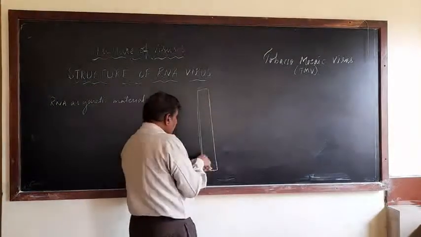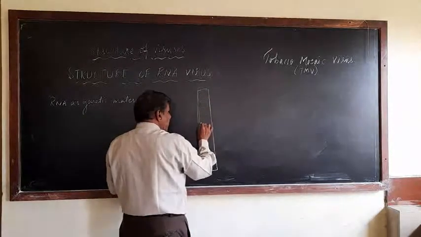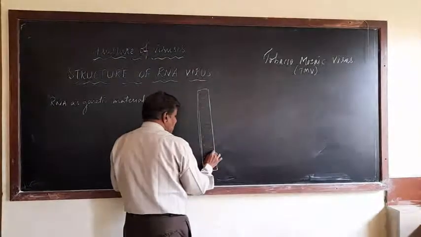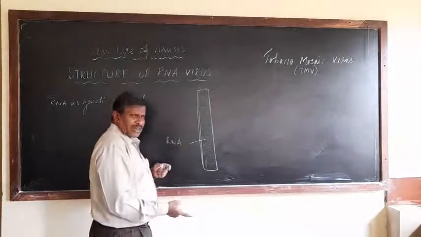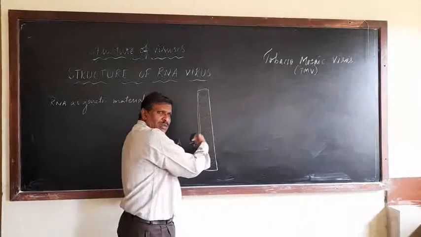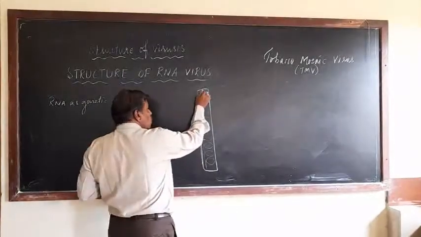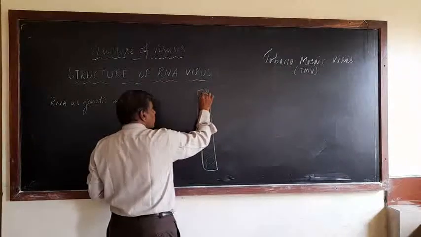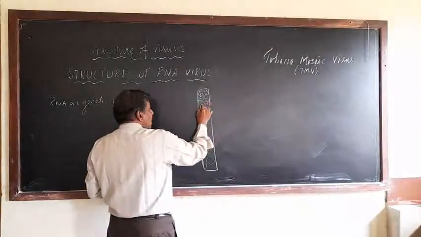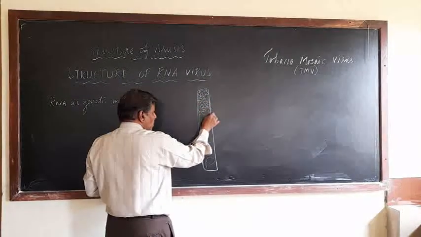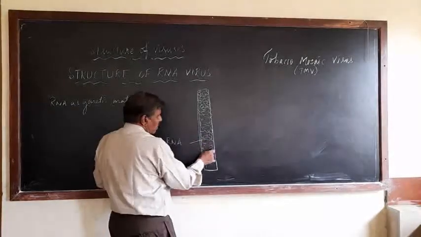And here, what you can see is that this virus contains a central cavity. Around this central cavity, there is RNA present. RNA is a single-stranded nucleic acid. This nucleic acid forms the core of the tobacco mosaic virus. Core means center, exactly. RNA is there in the center. And attached to this RNA, you can see the protein molecules. RNA as well as the protein molecules together constitute what you call the TMV, or tobacco mosaic virus.